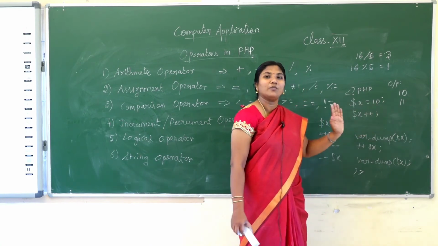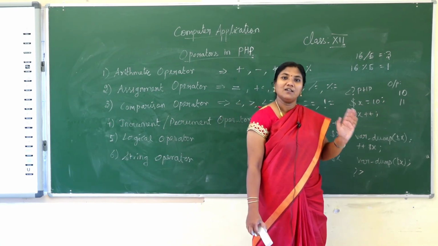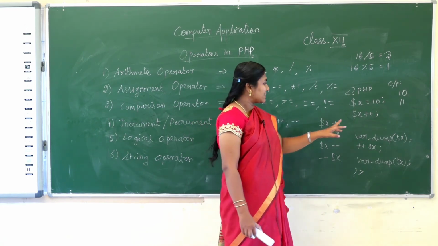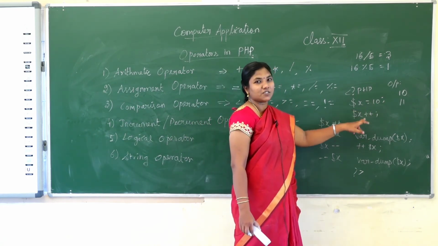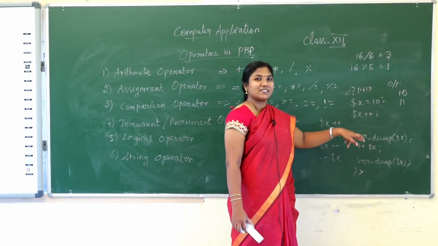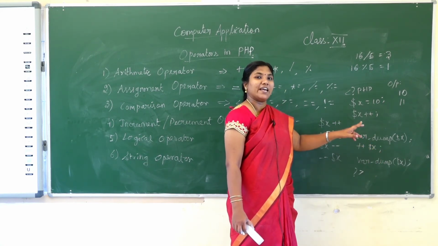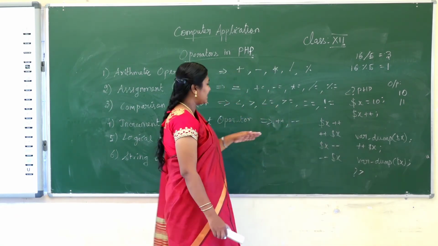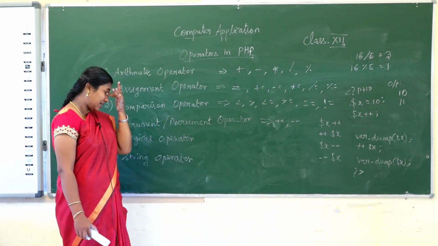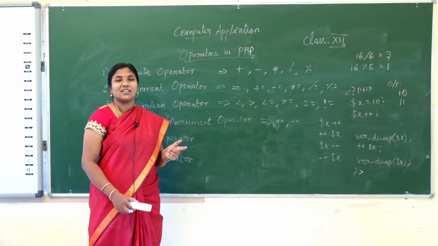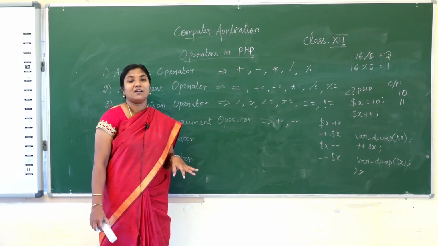This is how post increment and pre increment differ, right? The same thing applies for decrement. So if you give minus minus on $x, 10 minus 1 is 9. Again, if you give minus minus $x, what happens? First it subtracts 1 from 9 to get 8, and only after that it goes with it. Okay? So these are the types of increment and decrement operators available in PHP, that is post decrement, pre decrement, post increment and pre increment.